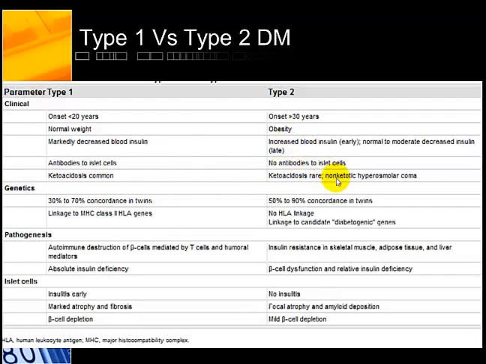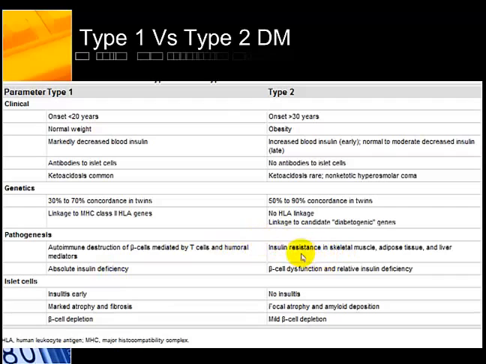In type 2, there is something called non-ketotic hyperosmolar coma, which will be seen, but ketoacidosis is rare in these individuals because there is no absolute deficiency of insulin. Genetics play a role in both of them, but it more commonly affects type 2 diabetes mellitus. Type 1 has MHC class 2 HLA genes linkage. In type 2, there is no HLA linkage. Type 1 is mainly because of autoimmune destruction of the beta cells of islets of Langerhans by T cells and antibodies. So there is an absolute insulin deficiency.